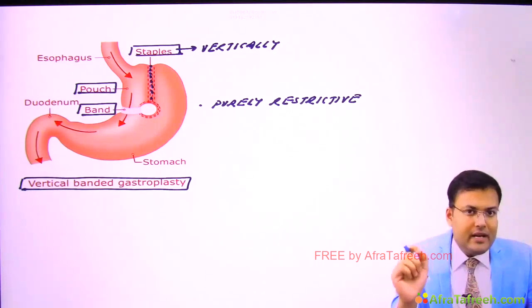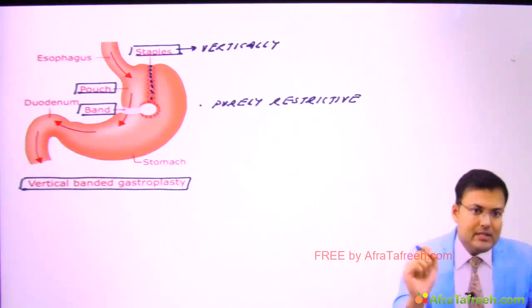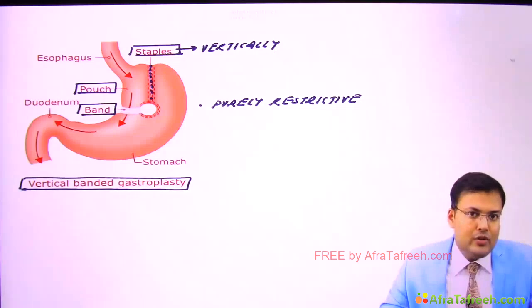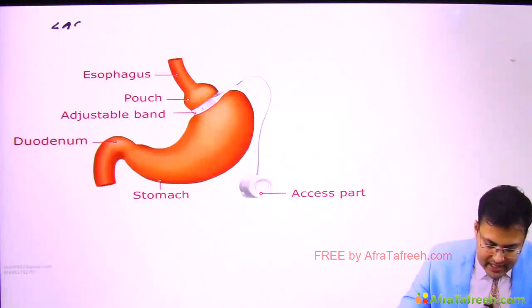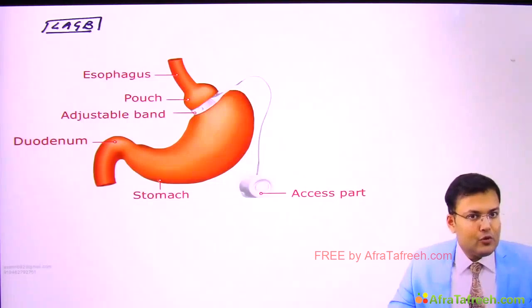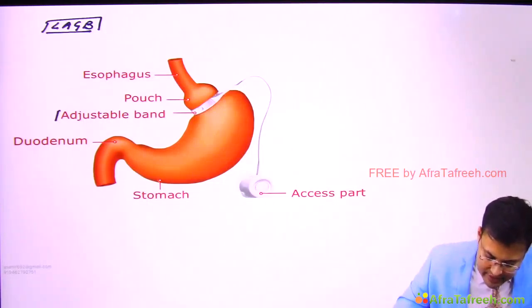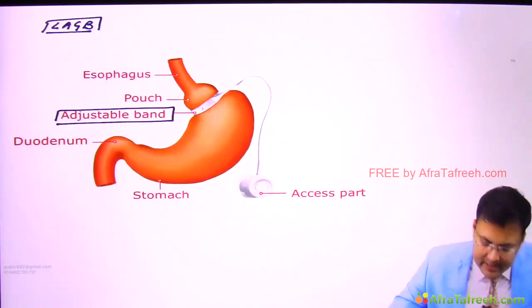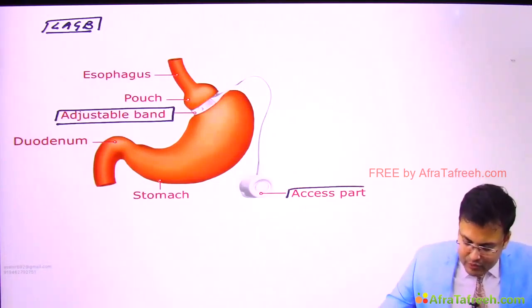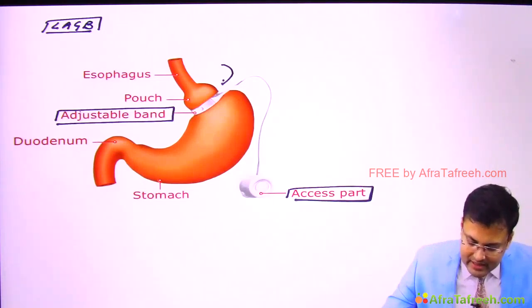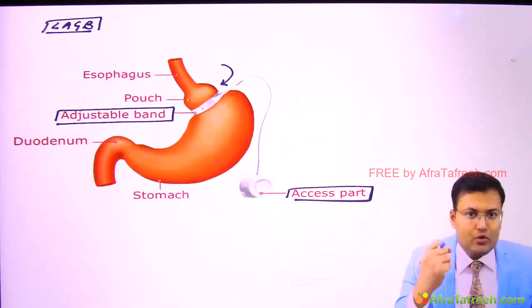So here we are going to apply vertical staples and using a band to create a small pouch of stomach. Now see this. This is laparoscopic adjustable gastric banding. We are using an adjustable band of silicone. The silicone band is applied in the proximal part of the stomach and there is one access port. Clear? So we can release the pressure and we can make it more tight.